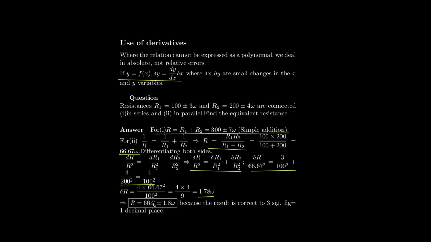This implies R equal to 66.7 plus minus 1.8 ohms, because the result is correct to 3 significant figures, which is 1 decimal place in this case. Where did I get 3 sig fig? A value of R1 equal to 101 or 102 or 103 ohms is a perfectly valid input, and this can only be expressed in 3 significant figures.